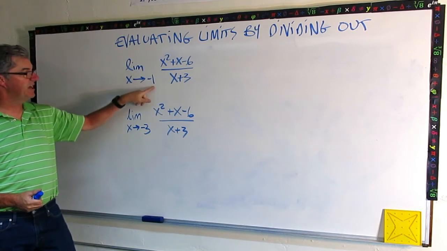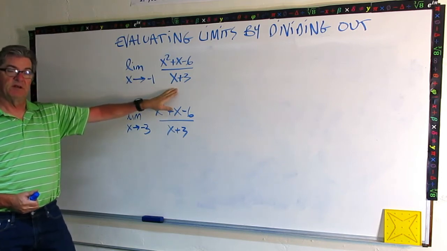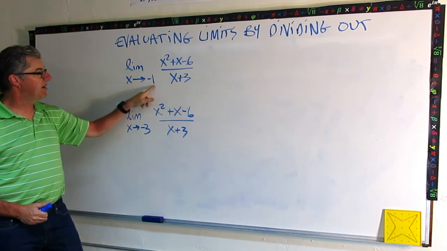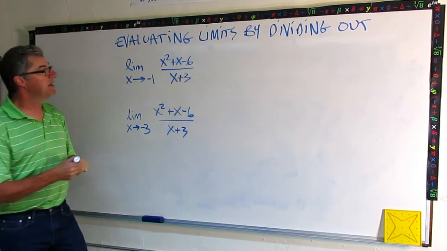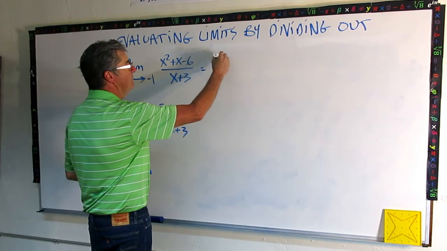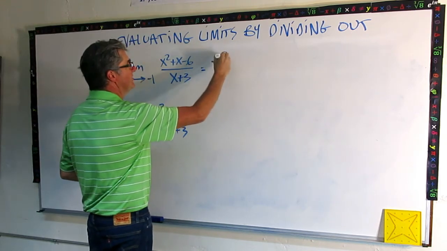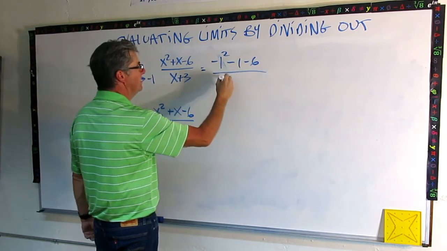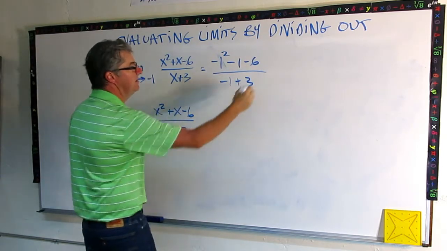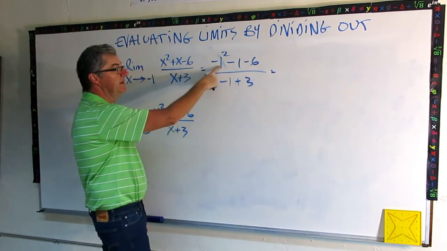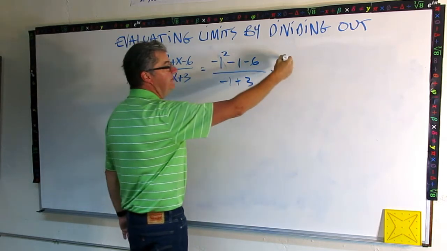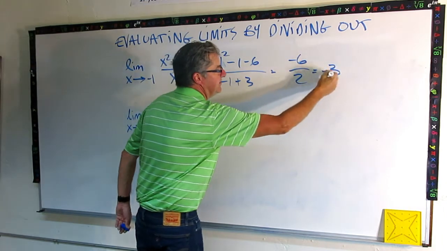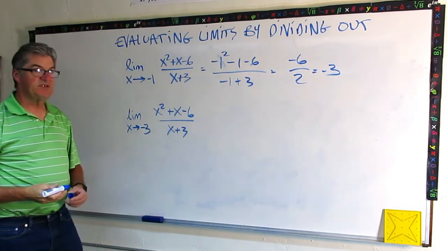As x approaches -1, how can we approach this one? Well, simple, there's no division by 0 here, so we can just plug our -1 in for x and evaluate our limit. So this is going to be -1 squared minus 1 minus 6 over -1 plus 3. This becomes 1 minus 1, keeps that -6, and this is over 2. So our limit here is -3. That's pretty simple, just direct substitution.